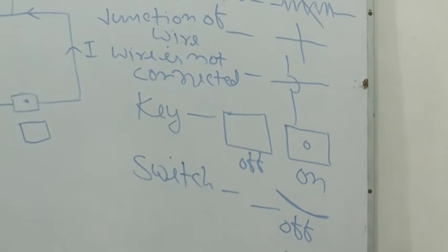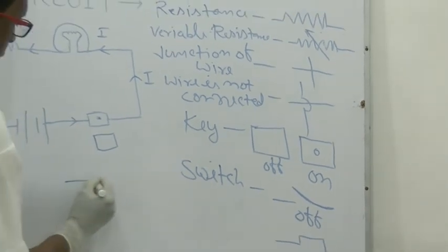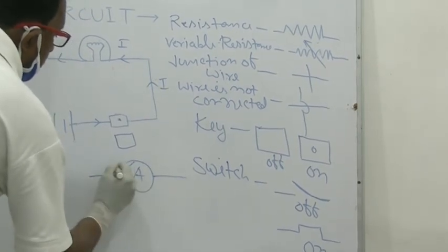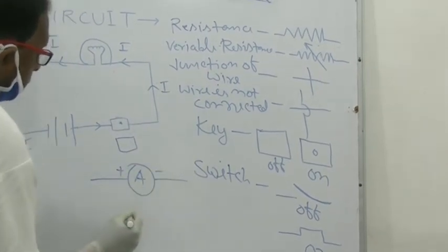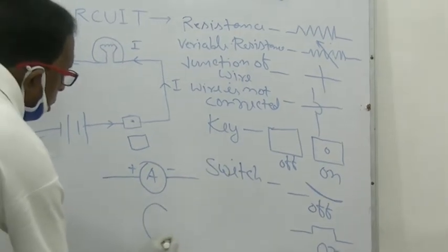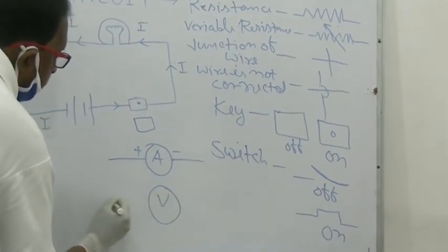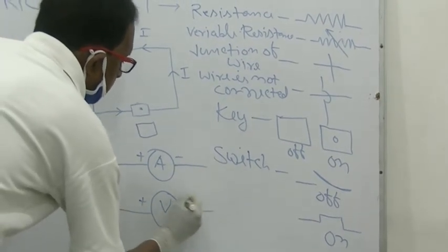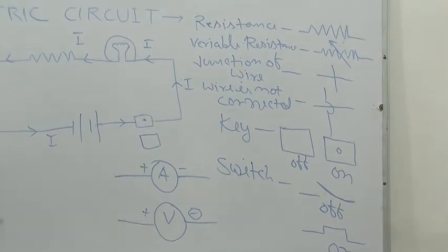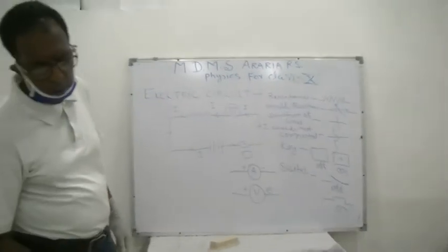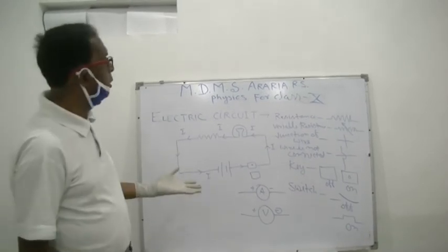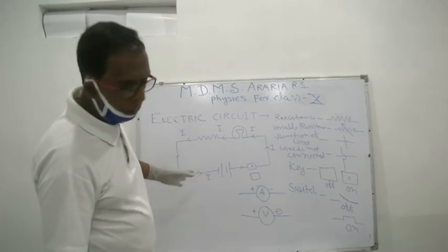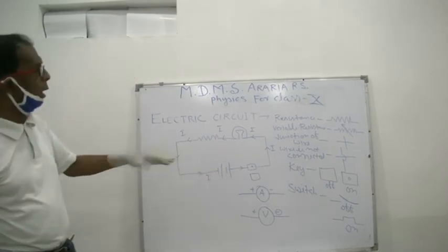And this is the symbol for an ammeter. One end is positive and another is negative. And this is also for a voltmeter. One end is positive, one end is negative. And so many other symbols are also present, which you will read in your book. Now I have written here the symbols of voltmeter and ammeter.